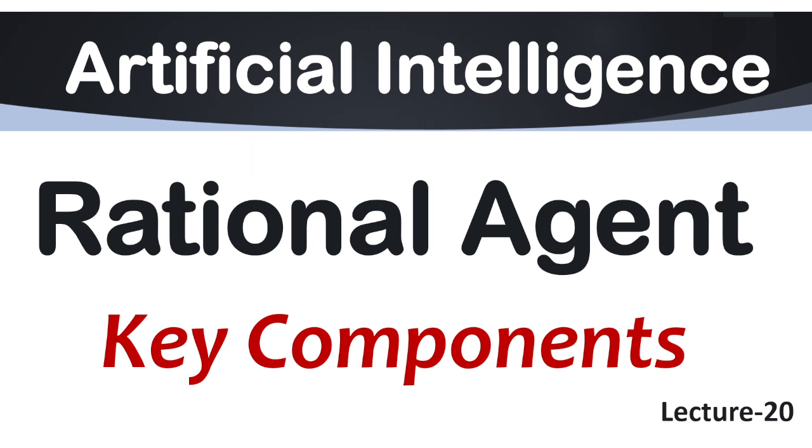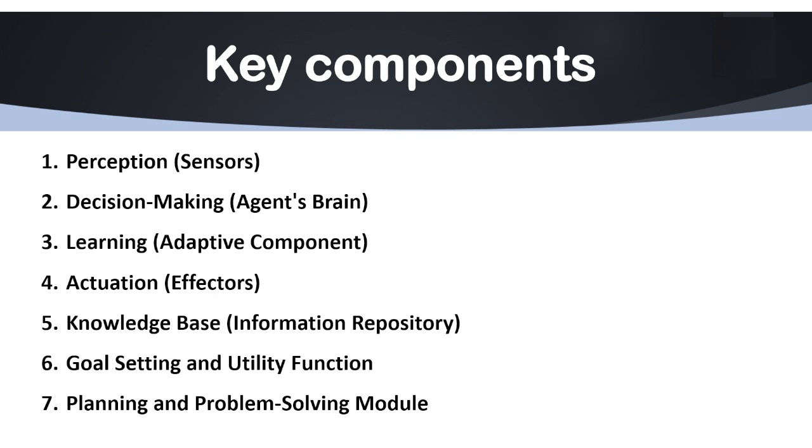So as students, in previous lectures we have already discussed rational agents. Rational agents in AI are systems designed to perceive their environment, process the information, take decisions, and take actions to achieve specific goals in an optimal manner. To do all these tasks, some key components help them.